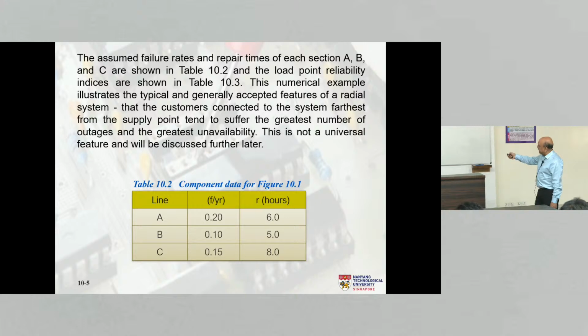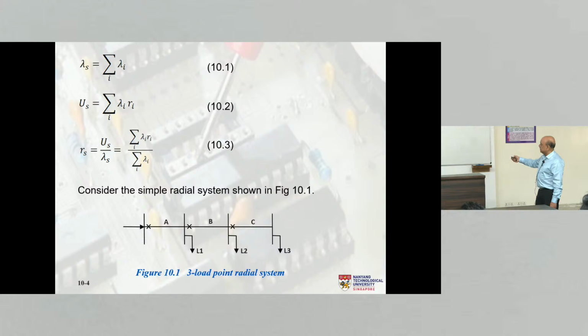So we have these lines A, B, and C. The failure rates are 0.2, 0.1, 0.15, and whenever they fail, then the outage duration or the repair time is 6, 5, and 8 hours respectively. Once again, let me show you the diagram. We are given the failure rate of this section. We are given the repair time of this section. Same for section B, same for section C.